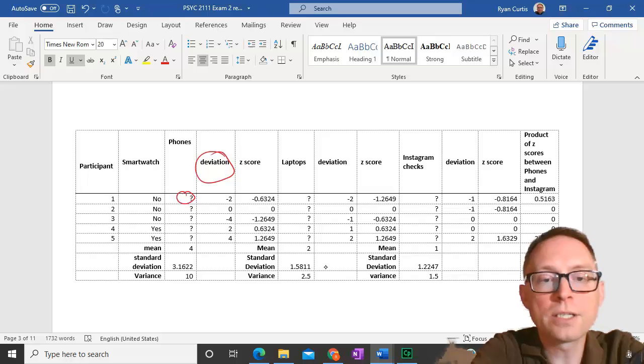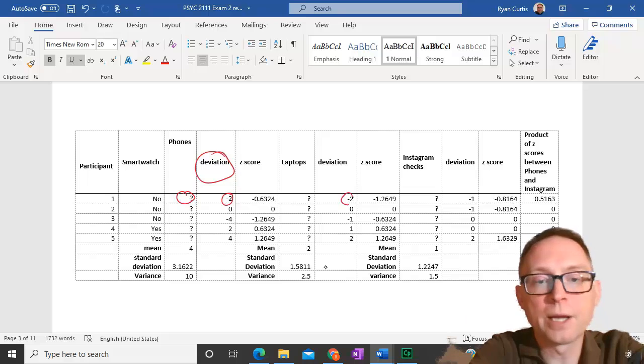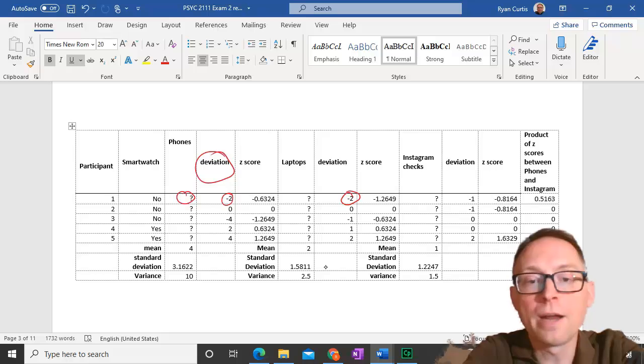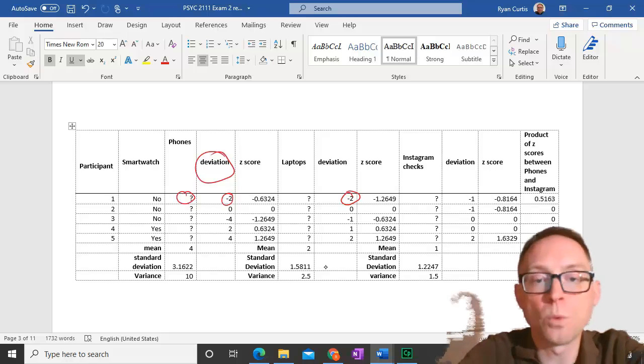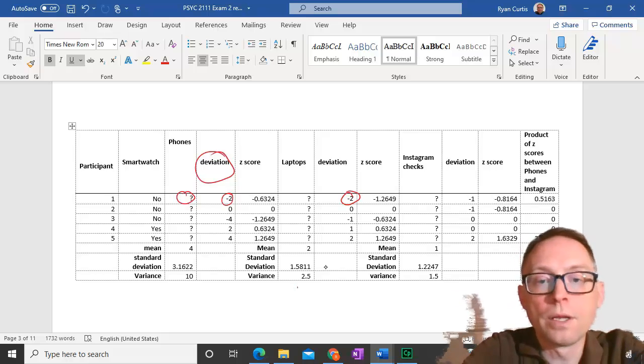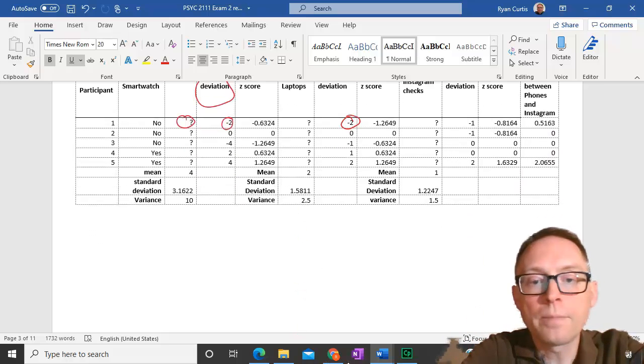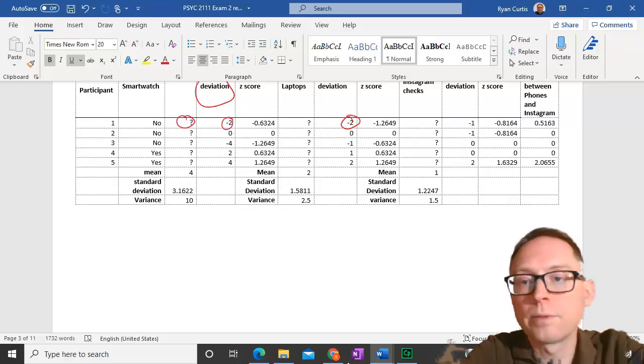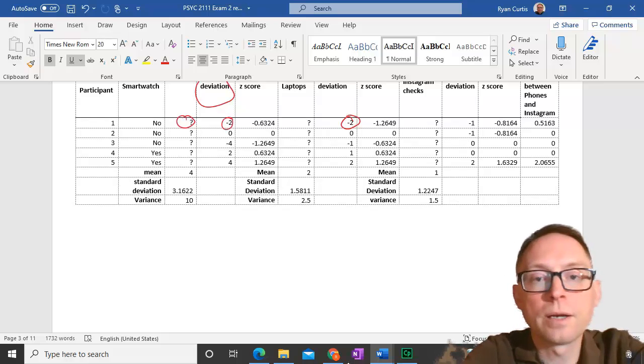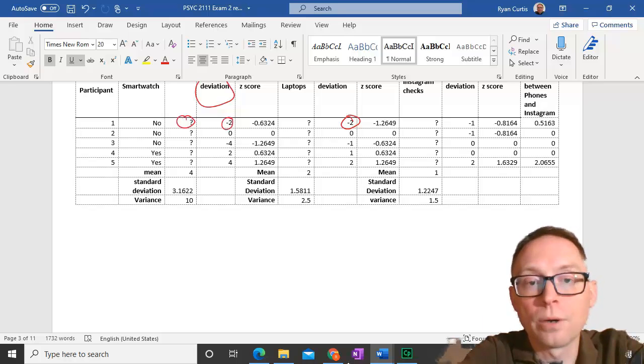I just need to take this deviation, that is x minus x bar, times this deviation, that is y minus y bar. Then I'm going to add them up and divide by n minus 1. So -2 times -2 is going to give me 4. 0 times 0 is 0. -4 times -1 is 4. 2 times 1 is 2, and 4 times 2 is 8.